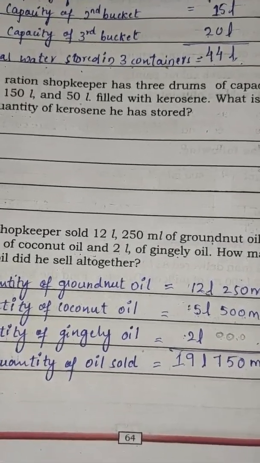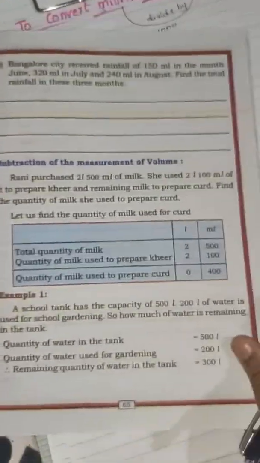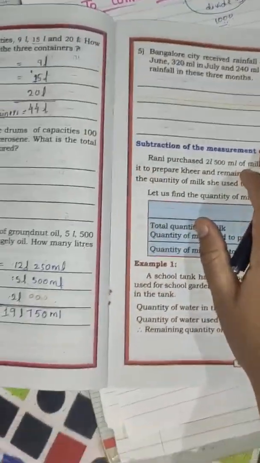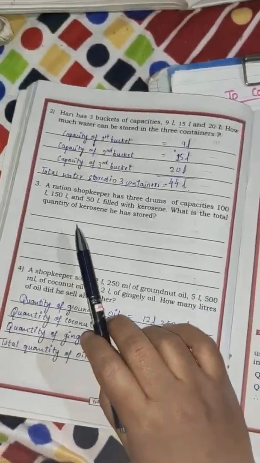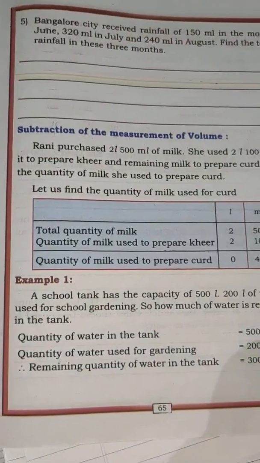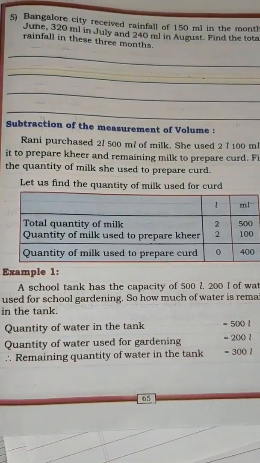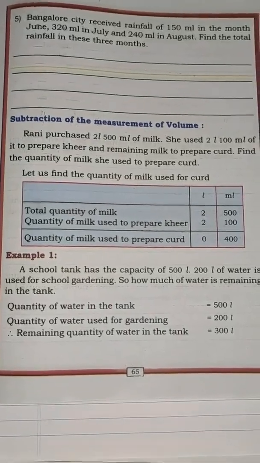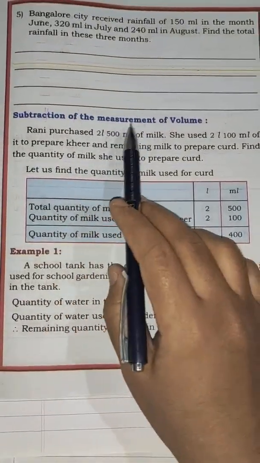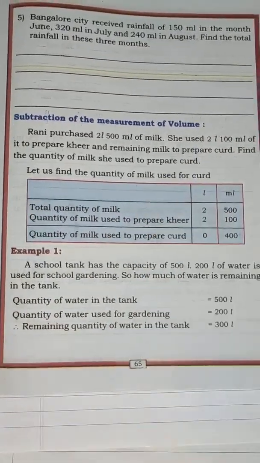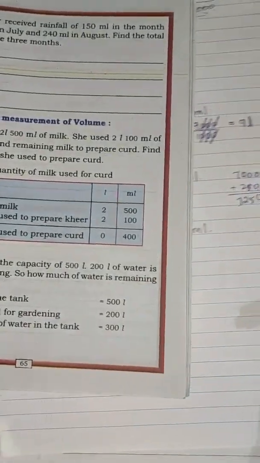Understood, children? Okay, so children, now come to page number 65. Here you have one more example. You just try to solve this third and fifth example by yourself. Okay, children? Now, children, let us move ahead with another topic, that is subtraction of measurement of volume, means subtraction of volume. Okay, so let us take one example here.